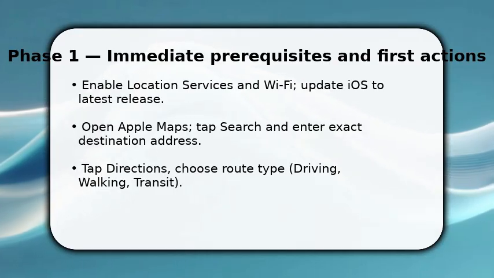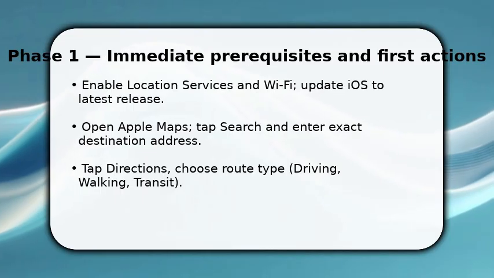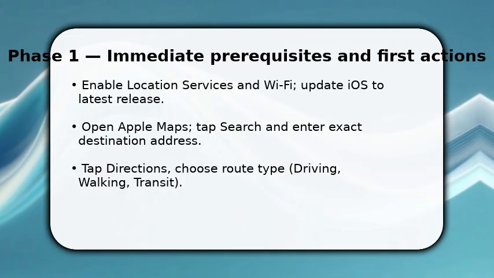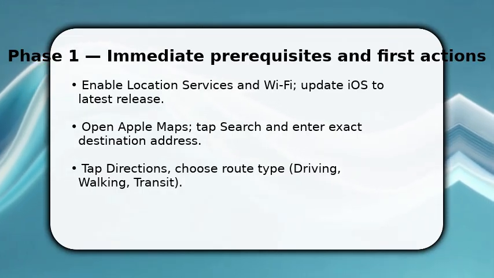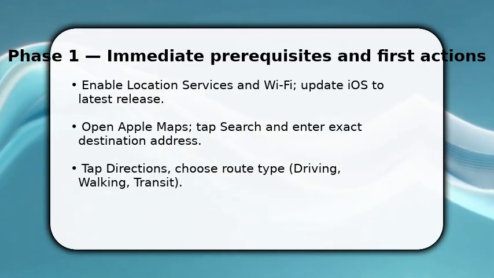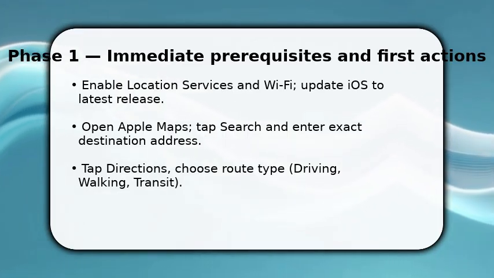You start by confirming essentials: location services on, iOS updated, and Wi-Fi or cellular ready. Open Apple Maps and type the exact address. You want a precise pin. Once the map locates it, tap directions and select driving or the mode you need.